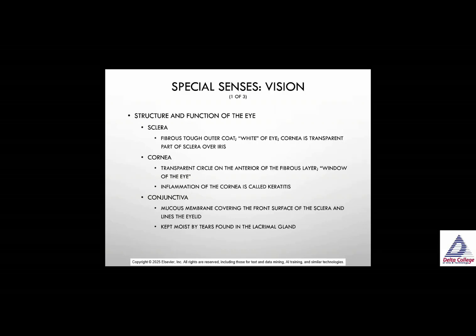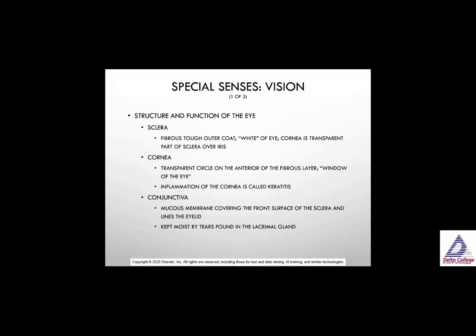Now let's move into special senses. We're going to begin with vision. This is the structure and function of the eye. So we have the sclera, which is the fibrous, tough outer coat or white of the eye. The cornea is the transparent part of the sclera that's over the iris. The cornea is the transparent circle on the anterior of the fibrous layer, or the front, and it is the window of the eye. When inflammation of the cornea happens, we call this keratitis.